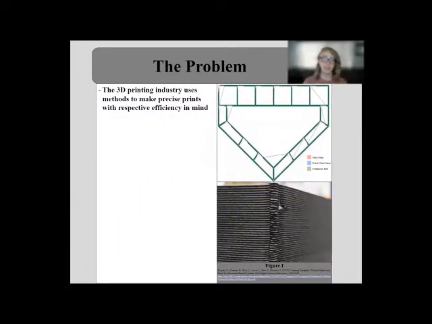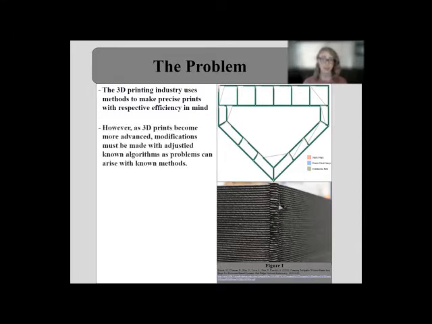So we've been making 3D printed objects for quite some time now, from our at-home printers to massive projects in the construction industry. So we've already thought of some ideas to make precise prints with respect to efficiency. However, 3D prints are now becoming more advanced, so we now have to make some modifications to our known algorithms and techniques to accommodate these more complex ideas.